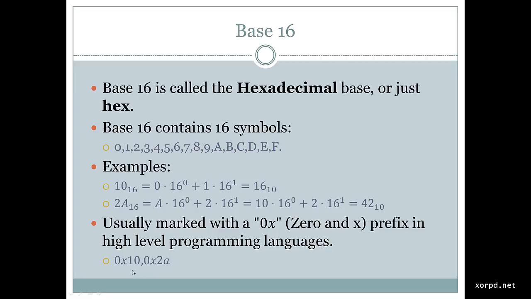Some examples of such numbers or such representations would be something like 0x10 or 0x2a. Surprisingly, in assembly, this is not the usual notation, the 0x. There is some other notation.